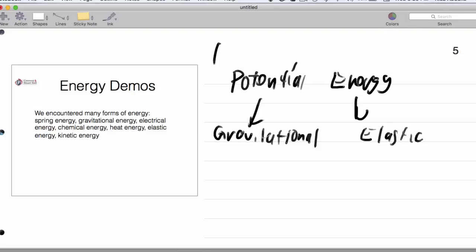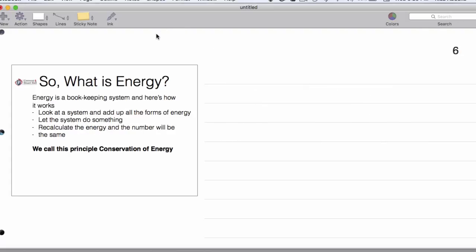So to that end, we played with the demos, and then we were actually able to define what energy is in physics. And the surprising thing is energy is simply a bookkeeping system. Here's what we do. You get a system. You add up all its different ways of storing energy. A lot of those come from the demos that we did. Then we let the system do something, and we recalculate the energy at the end. Although the energy may change form and hide in different places, when we account for all the little hidey holes that energy has, and we add it up, the energy that we have at the beginning will be the energy that we have at the end of the process. And we have a name for this rule. It's called the conservation of energy.